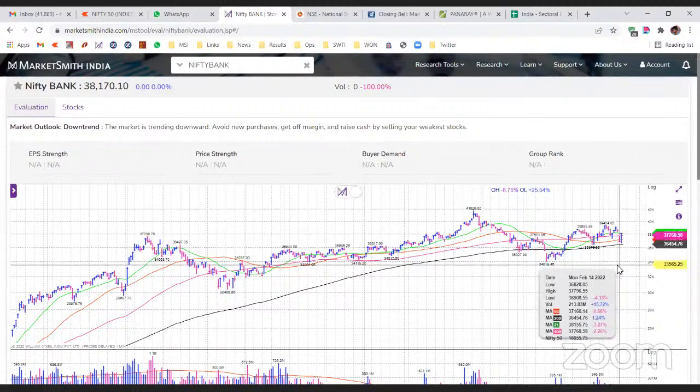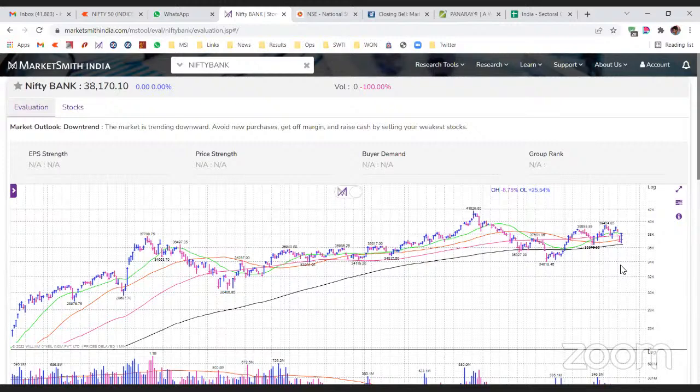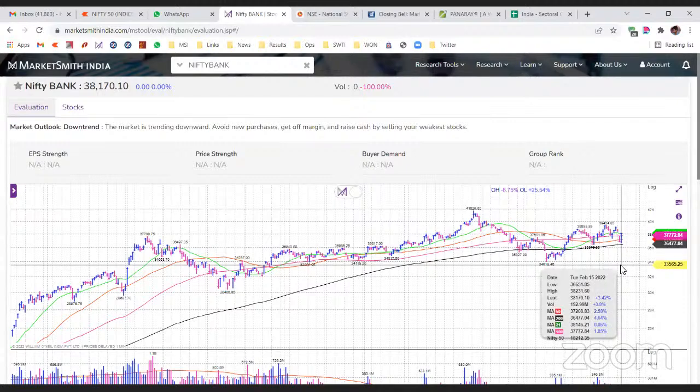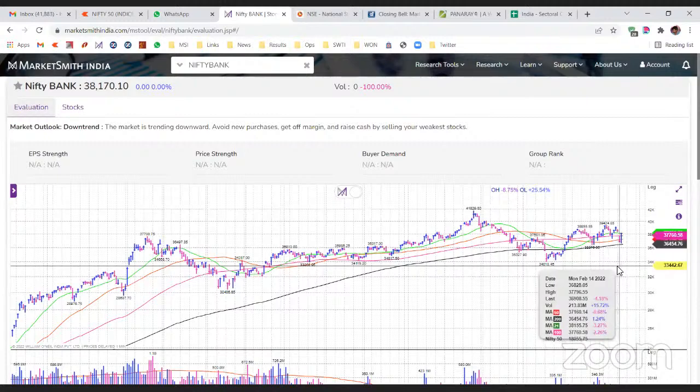As you can see here, Nifty Bank as well was down 4% on Monday, following the same news. And on Tuesday, it was up around 3% because of Russia going back from Ukraine. However, Nifty Bank has never tested its 50, 100, or 200 DMA during the course, which is a good sign for the banks.